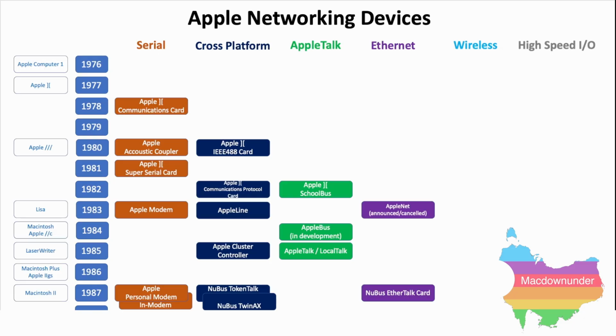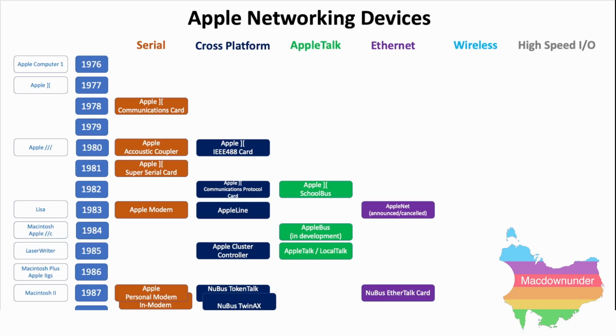And of course, this was the first Macintosh that was truly expandable with its new NuBus slots. But that same year, Apple launched the Apple Personal Modem, slightly faster, and we know that at least in Australia, we got the IN modem as well for the Apple II. 1987 was a big year in Apple networking though.